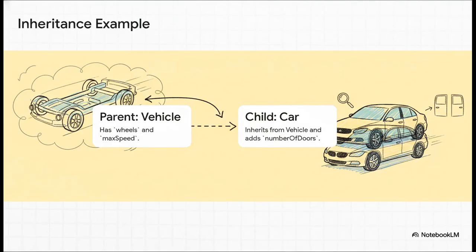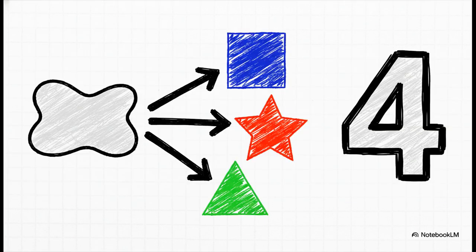Let's look at a concrete example. We could have a general parent class called vehicle, right? It has some basic properties like wheels and max speed. Now, instead of starting over, we can create a new child class called car that inherits from vehicle. Boom! The car automatically gets wheels and a max speed. And then we can add extra things that are specific only to cars, like number of doors. It's super efficient.